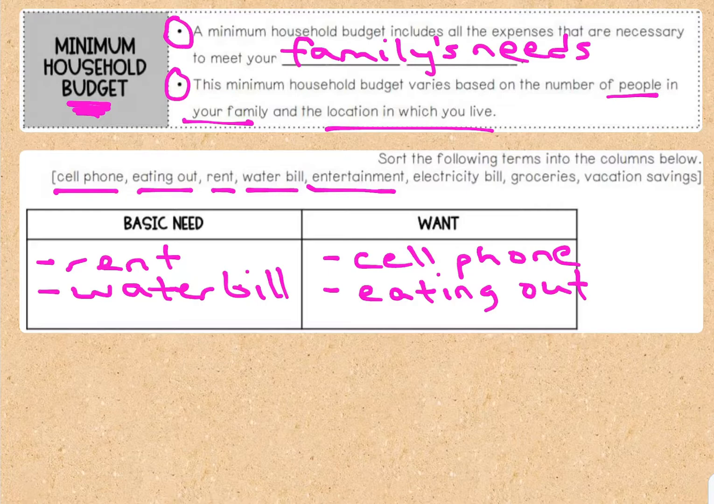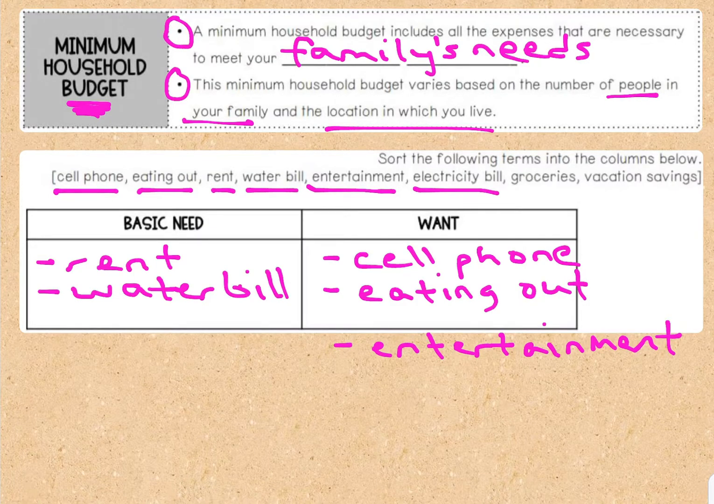Next one is entertainment. Entertainment meaning bowling, the movies, a video arcade. That is entertainment, and that is a want because that is extra. That is fun stuff that we can do after we take care of our basic needs.